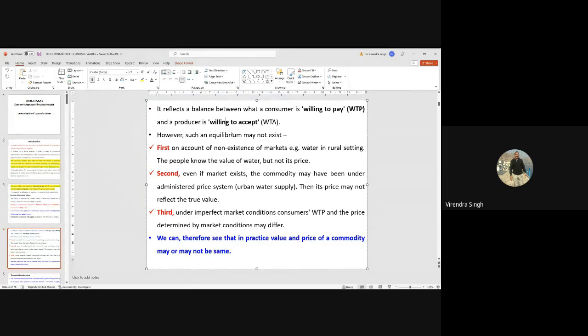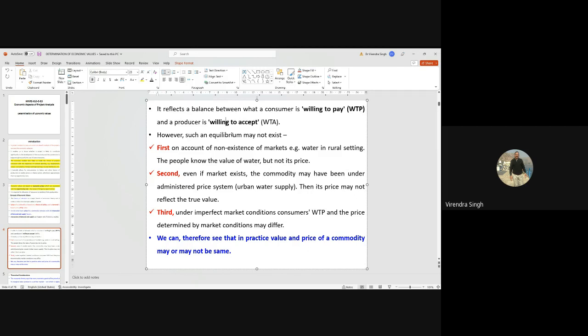So this marketplace reconciles two things: willingness to pay and willingness to accept. And they come to a compromising point depending upon their relative strengths, and they agree to exchange the good or service at this price. However, such an equilibrium may not exist also, because there are very valid reasons. Equilibrium between willingness to pay and willingness to accept, that is demand and supply, may not exist.